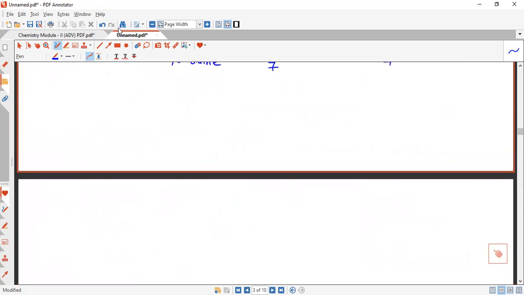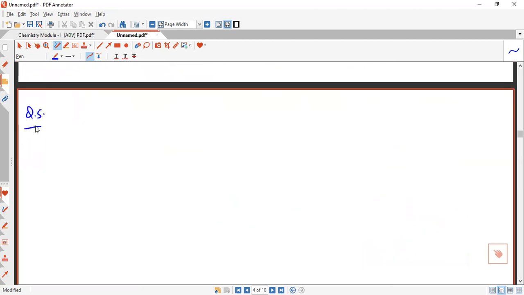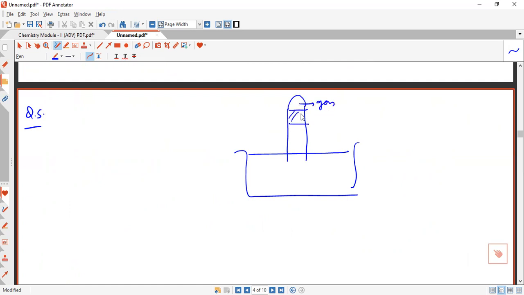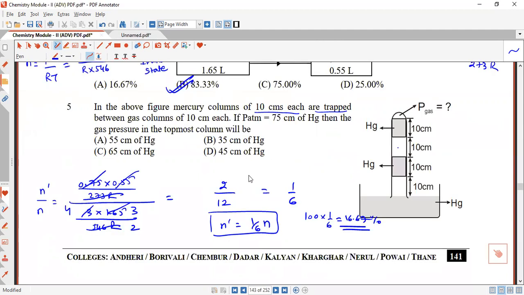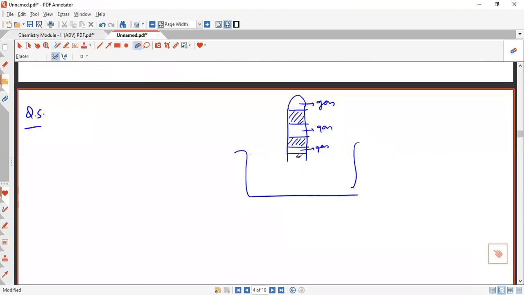So we'll see the diagram over here. Question number 5. They are saying there is a container and there is a tube like this. They have gas over here and a 10 centimeter mercury column, then gas, then a 10 centimeter mercury column, and then gas. This is 10 centimeter, this is 10 centimeter. The pressure at this point, which is atmospheric, is 75 centimeter.